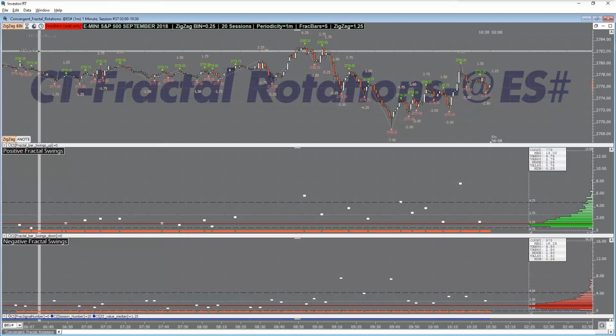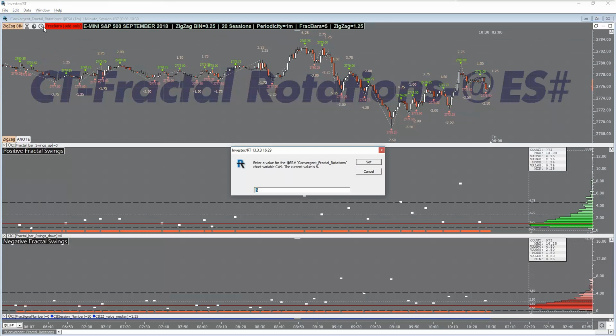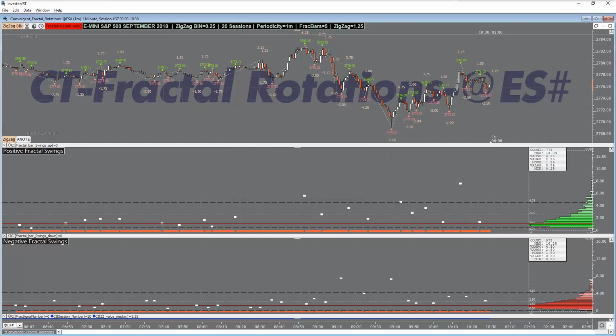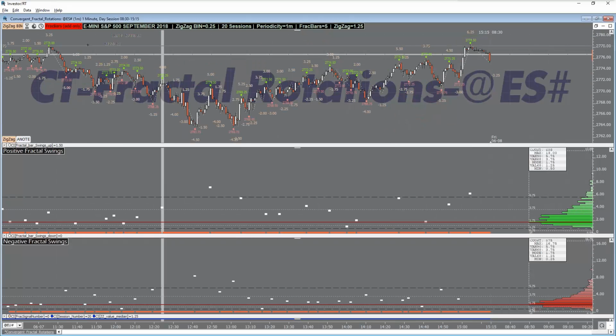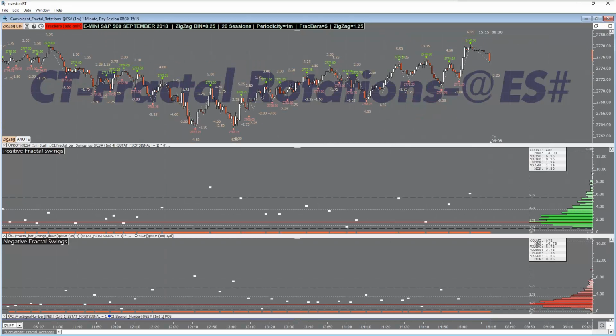Do I want to use 20 days for my harmonics? Do I want to use the day session or the night session or the full session? I'll use the day session because that's when I'm trading. I put all that in and tell it to recalc right there, and it spits out a result.